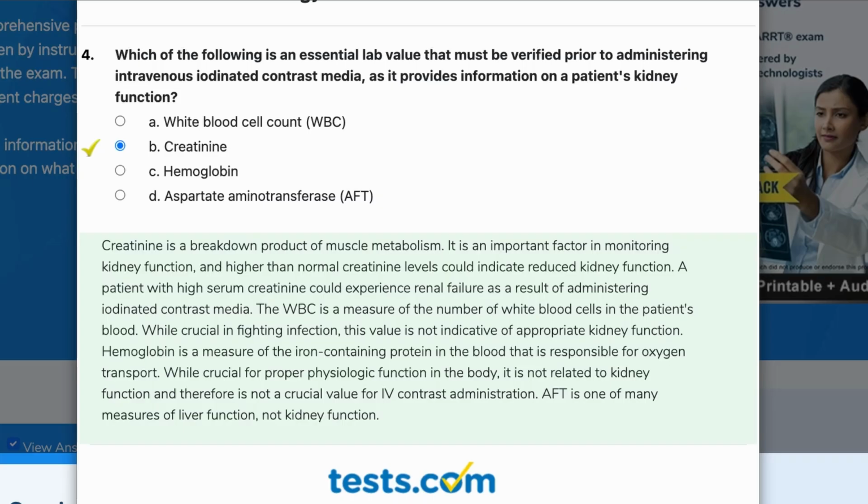The WBC is a measure of the number of white blood cells in the patient's blood. While crucial in fighting infection, this value is not indicative of appropriate kidney function. Hemoglobin is a measure of the iron-containing protein in the blood that is responsible for oxygen transport. While crucial for proper physiologic function in the body, it is not related to kidney function and therefore is not a crucial value for IV contrast administration. AST is one of many measures of liver function, not kidney function.